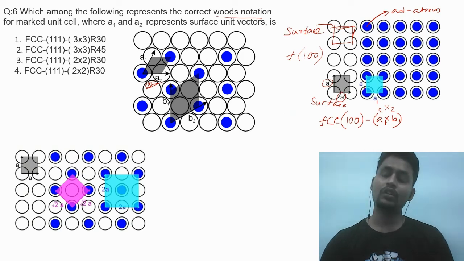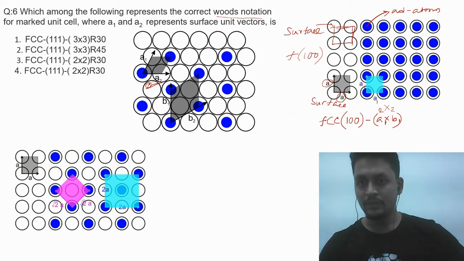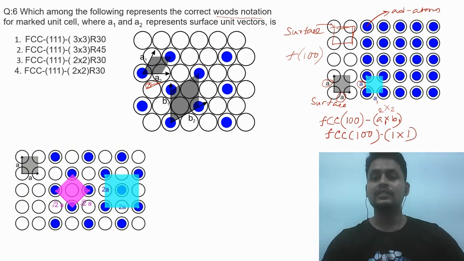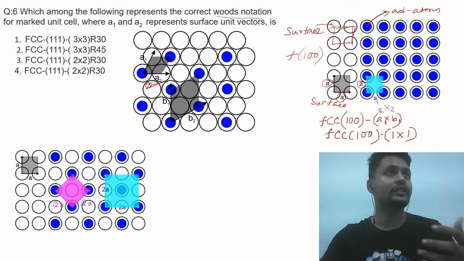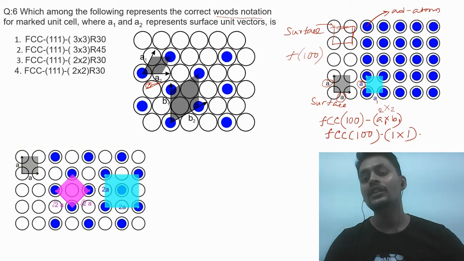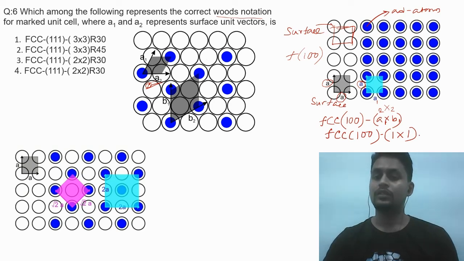Now what will be the notation for this surface? Obviously, you can see the unit vectors of the surface unit cell and the add layer unit cell are the same. All the parameters are the same. This is also A, this is also A, and this is obviously a square, so both sides will be the same. So the notation will be FCC 100 1 cross 1. Now, if these add atoms in themselves make any angle with the surface atoms, then one needs to tell about that angle.